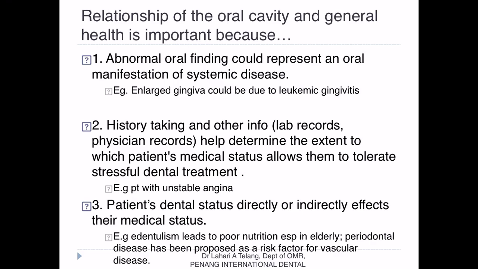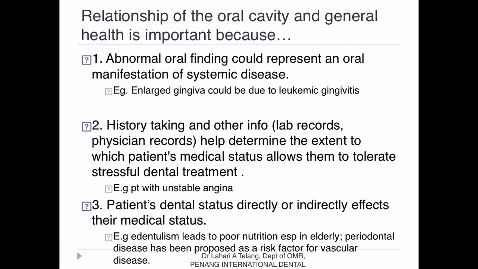Next, the patient's dental status directly or indirectly affects their medical status. When we're talking about directly or indirectly, let's say for example you have an edentulous patient. Edentulism leads to poor nutrition, especially in elderly patients, and this can be a cause of concern because some patients, because they're not able to chew some of the foods, tend to avoid those foods, which could lead to malnourishment. You deliberately avoid hard foods which you are not able to chew and end up eating softer food which mostly falls in the range of carbohydrates and which may not be very good for health.